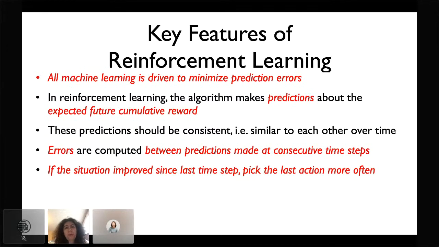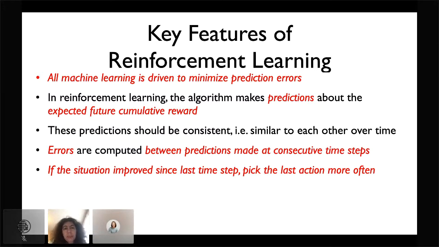For example, if I predict that I would get a cookie, then either I get the cookie on the next time step, or if not, I should still expect to get a cookie following that. There are going to be errors that are computed between these predictions made at consecutive time steps, and that's the error signal that's going to drive the agent. So that drives the predictions.